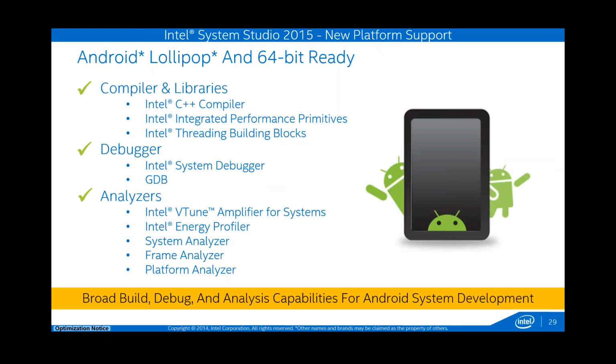And all these tools that I have discussed, be it the C++ compiler, or the IPP, or even the TBB for threading, and even the energy profilers, the system analyzers, the system debuggers, the frame analyzers, the platform analyzers, everything is Android Lollipop ready, and even 64-bit ready. Because it's using the ART, the Android Runtime, and we are ready for it. So you can develop your applications which are capable of running on Android 5.0.